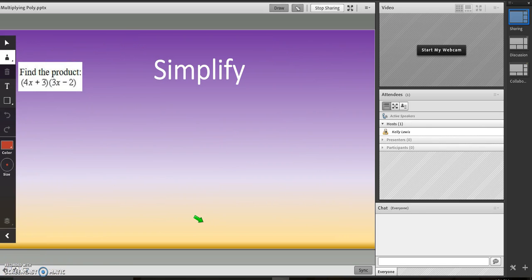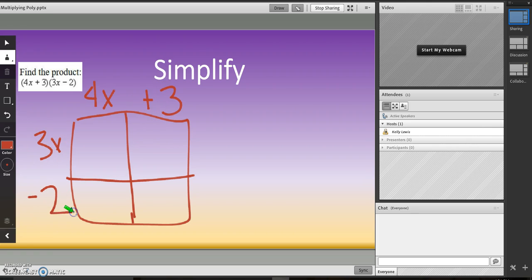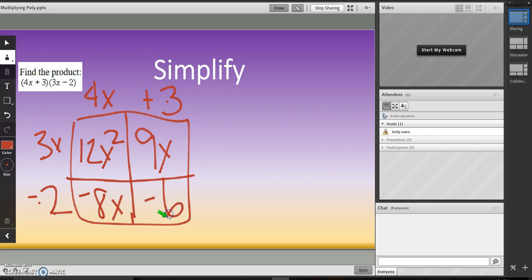Let's do another one. Find the product. With this one, I'm going to do the box just to show you the difference. Maybe I'll do both if there's space. That is super perfect. All right, 4x plus 3, 3x minus 2. 4 times 3 is 12. X times x is x squared. 3 times 3 is 9, and then we have an x. 4 times negative 2 is negative 8, and we have that x. Negative 2 times 3 is negative 6.